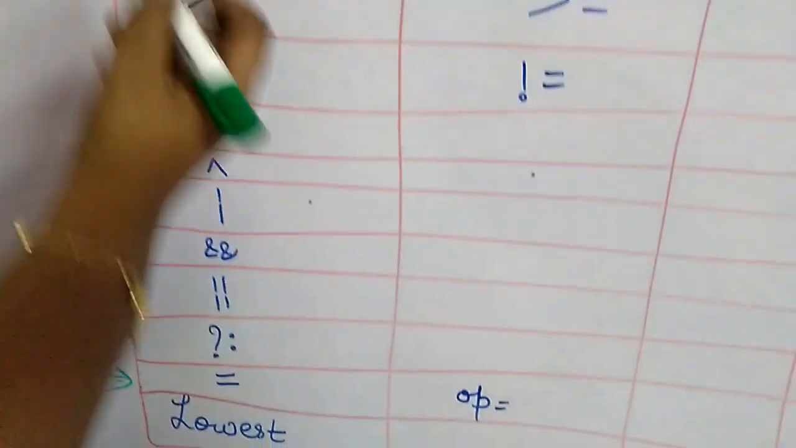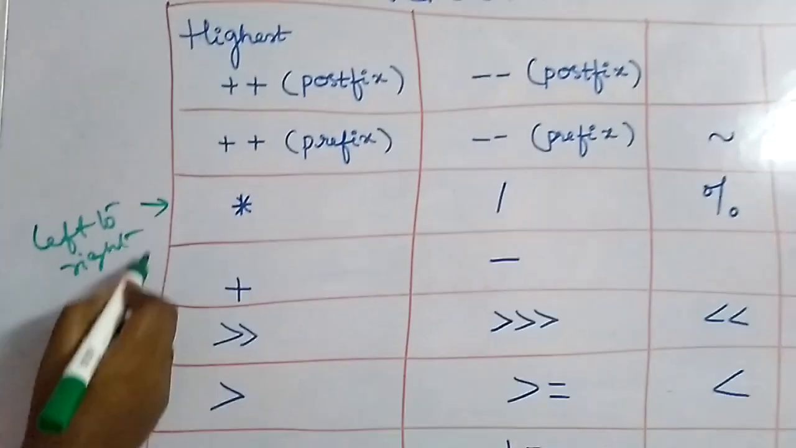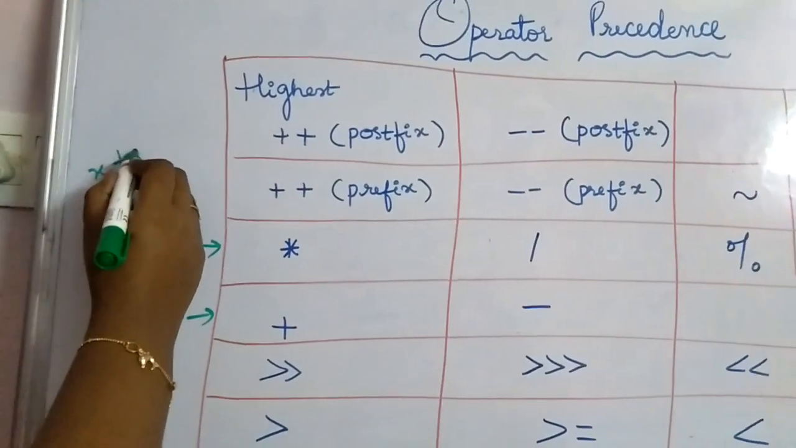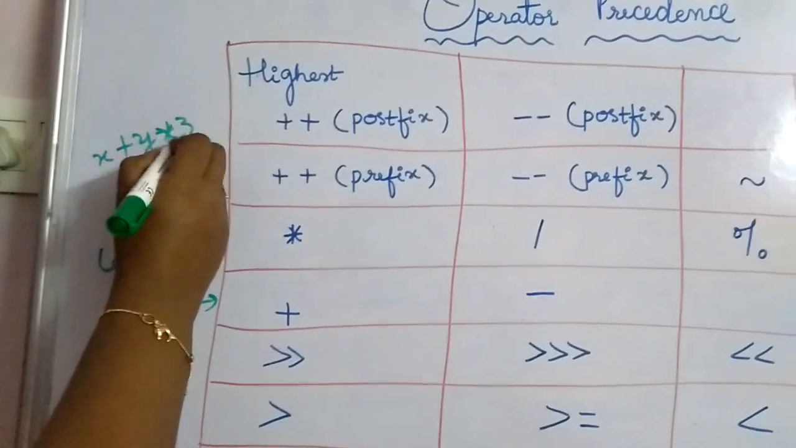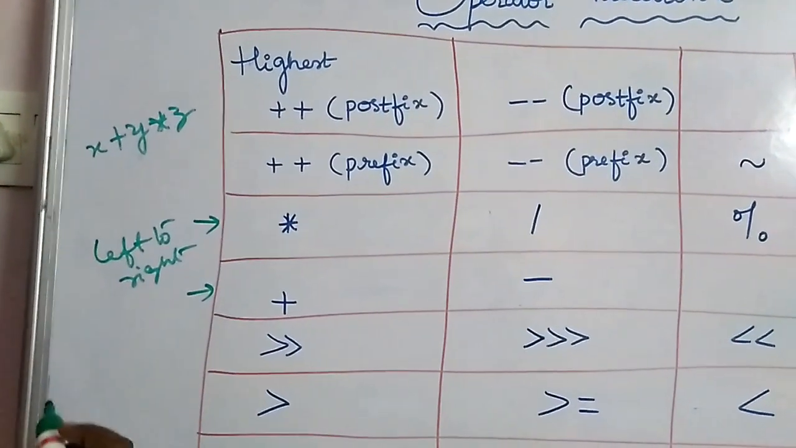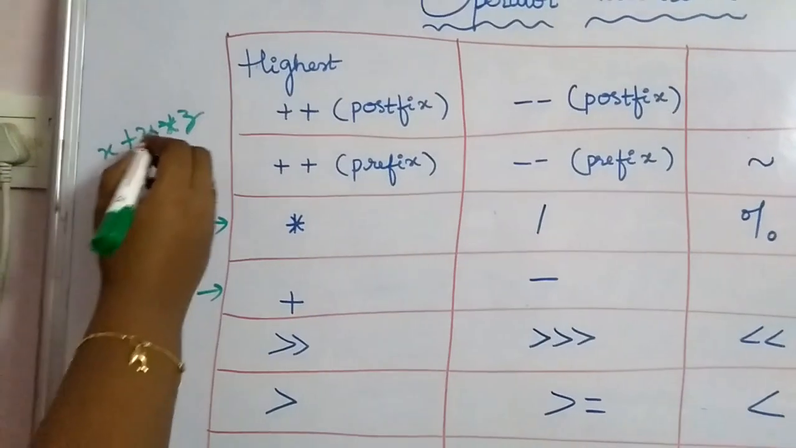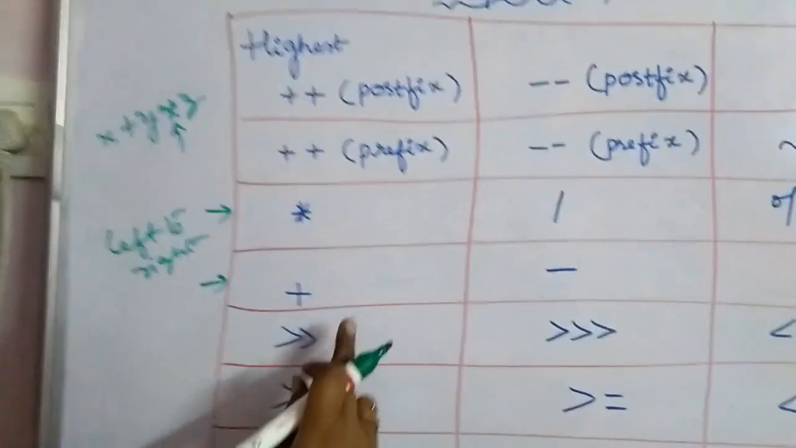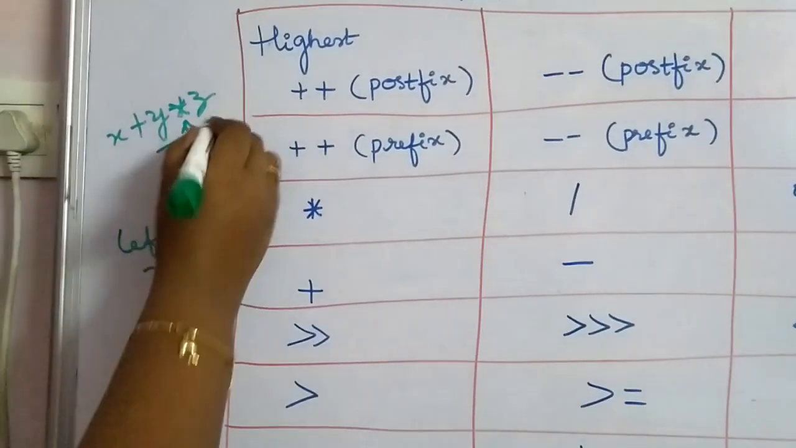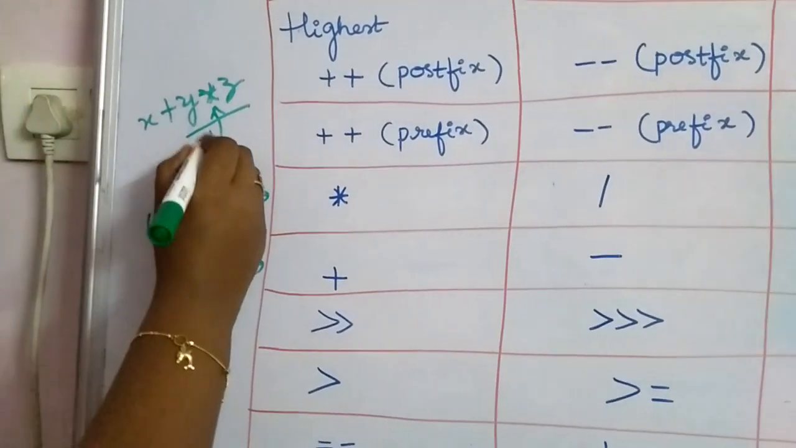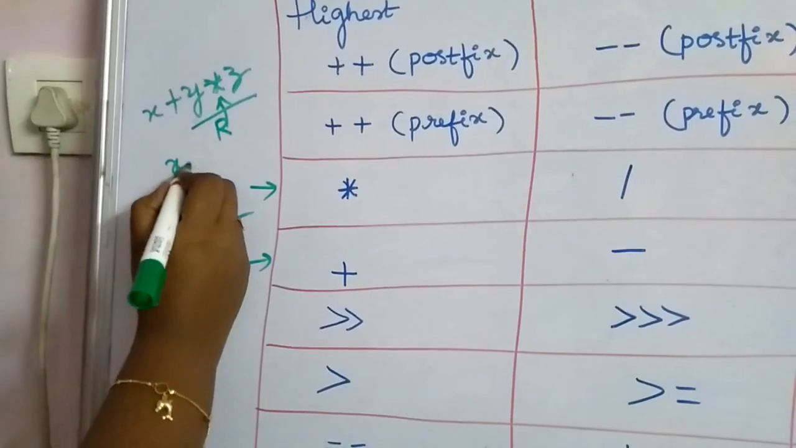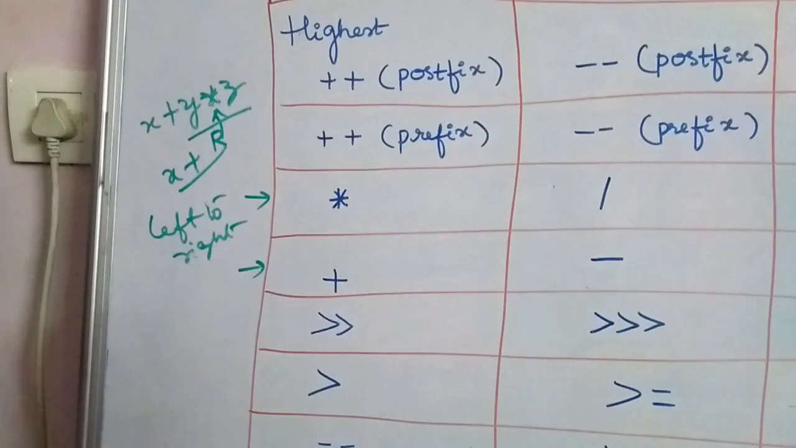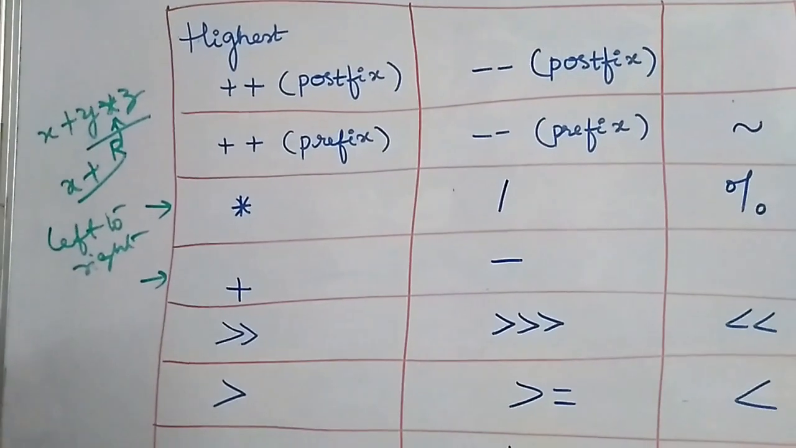What does it mean? In case I have star and plus in an expression, say x plus y into z, the first preference will be given to star, because it has higher precedence than plus. So first y into z will be evaluated, and then x will be added to the result of y into z. This is how the operators will be evaluated.